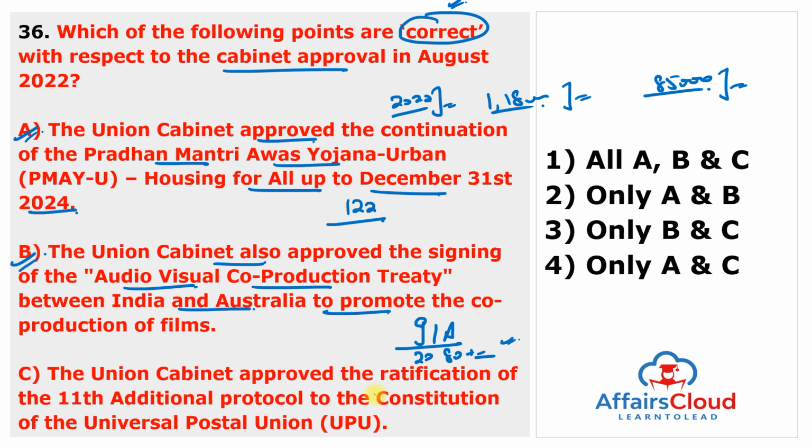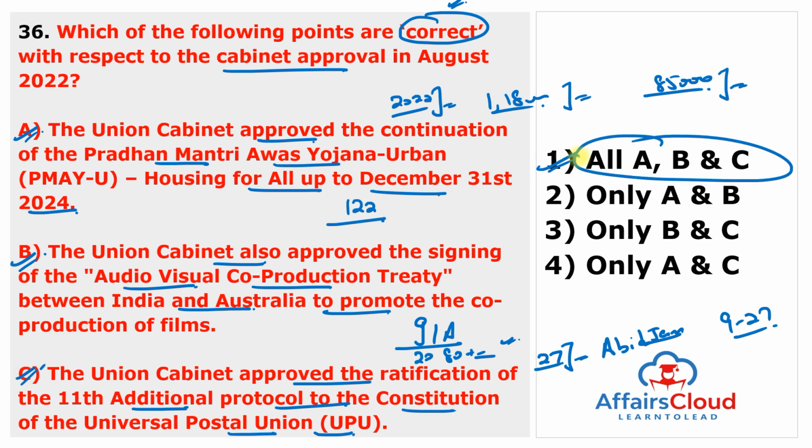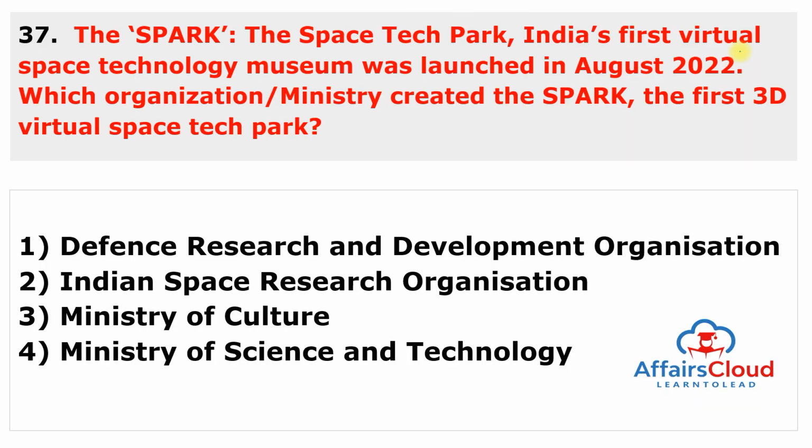This is right statement. The Union Cabinet approved the ratification of 11th additional protocol to the Constitution of Universal Postal Union, and it was signed during the 27th Congress of the Universal Postal Union held in Abidjan in Cote d'Ivoire from 9 to 27th of August 2021. Moving to next question, but C statement is also right. It means answer of this question is all ABC. So first is the answer. Moving to next question.